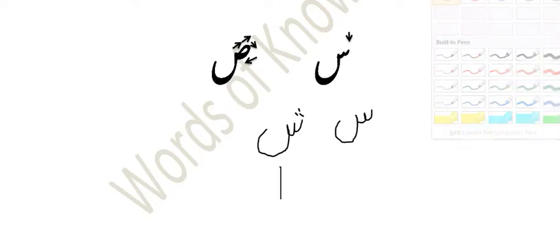After that Suaad will come. Suaad starts from this point and goes like this. My writing is not good here because I'm writing on the screen, so sometimes the mouse doesn't support me as I want. And Zod will be the same, till this point, but it has only a dot over it.